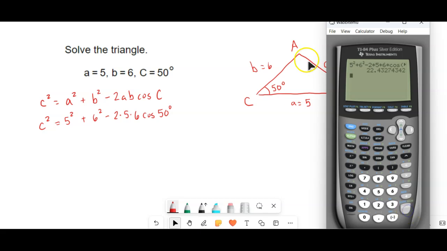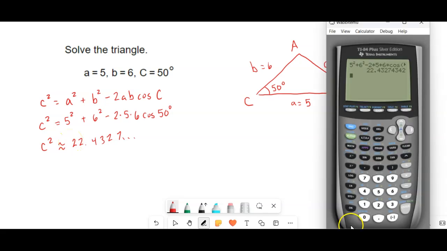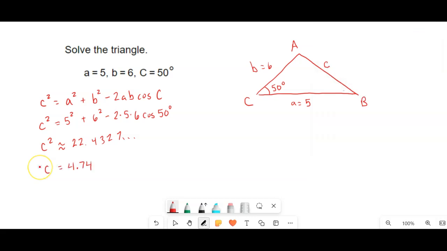All of that is C squared. So all that stuff we had is C squared, and I need to take the square root of this. I'm just going to do second, x squared, square root, of the second answer. If you look above the negative button, it says ANS, second answer. The square root of the answer is about 4.74. So that's C, to 2 decimal places.